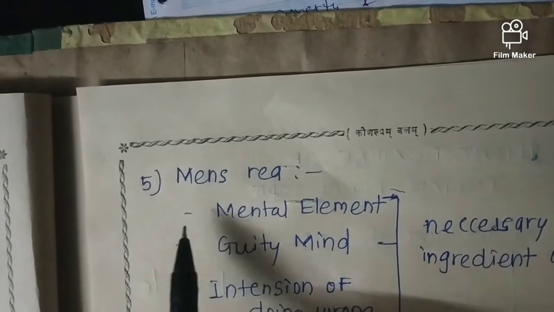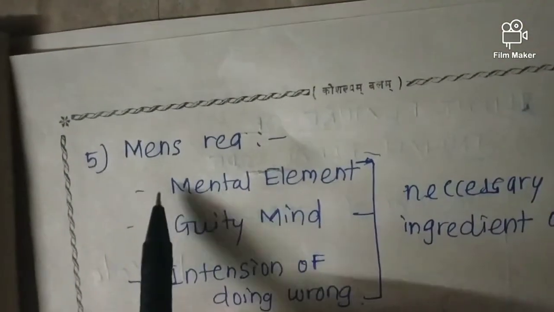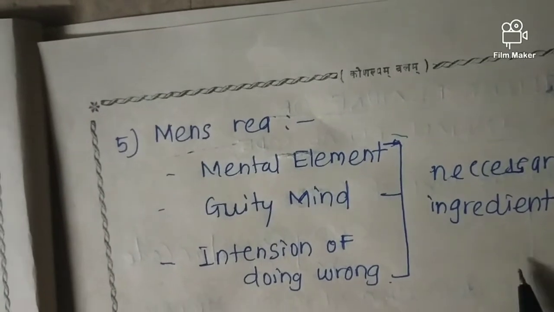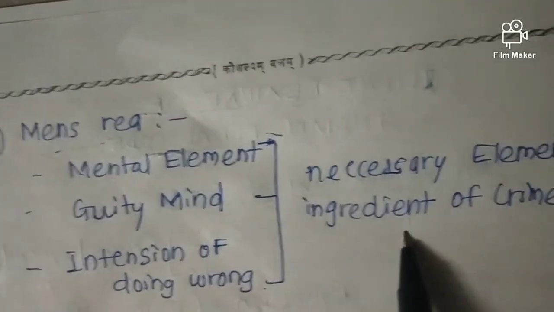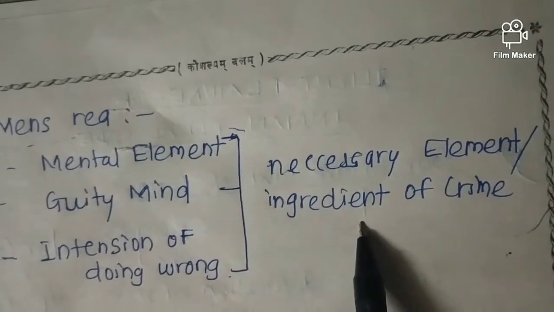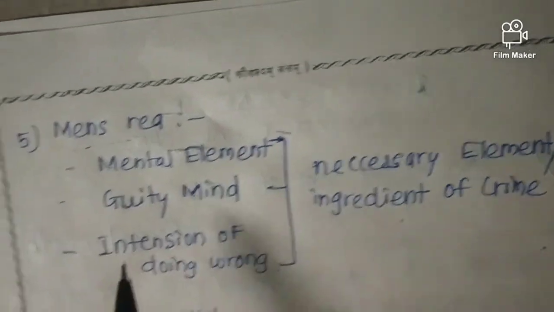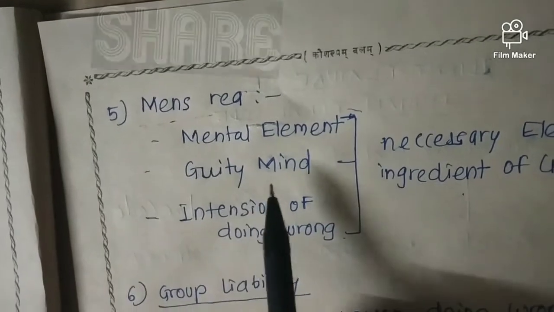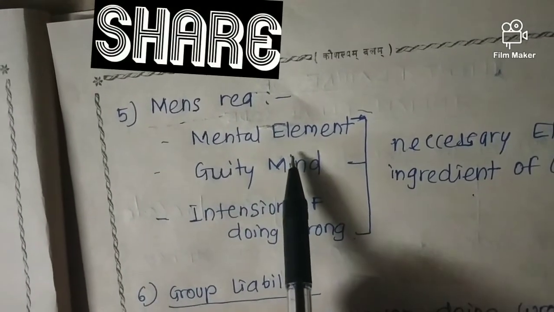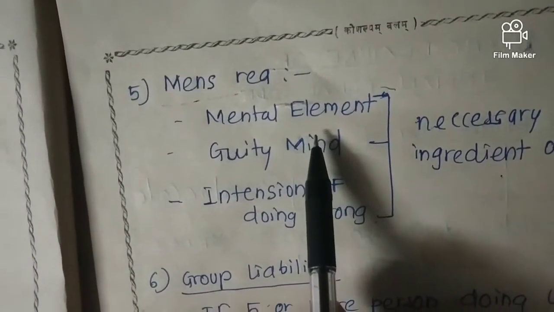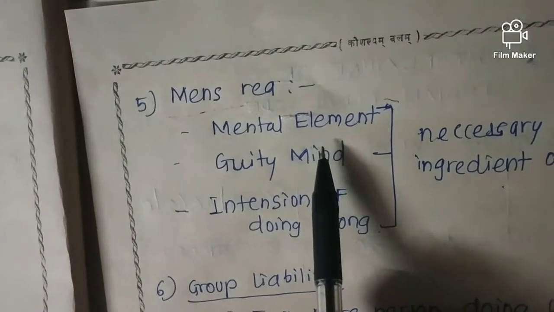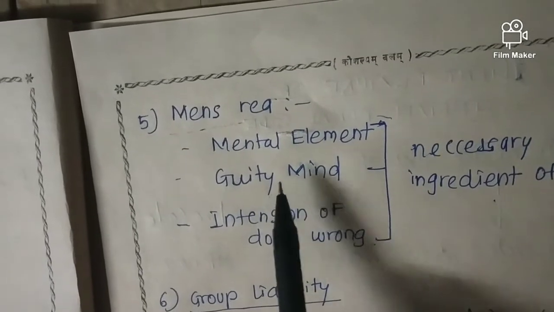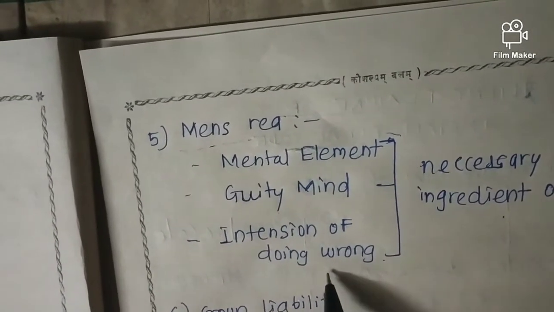Another important feature of Indian Penal Code is mens rea. Mens rea is the necessary element or ingredient of a crime. What do you mean by mens rea? This might be a question in your mind. Mens rea is nothing but the mental element. There must be a mental element for any crime. So mens rea means either a guilty mind or the intent of doing the wrong.